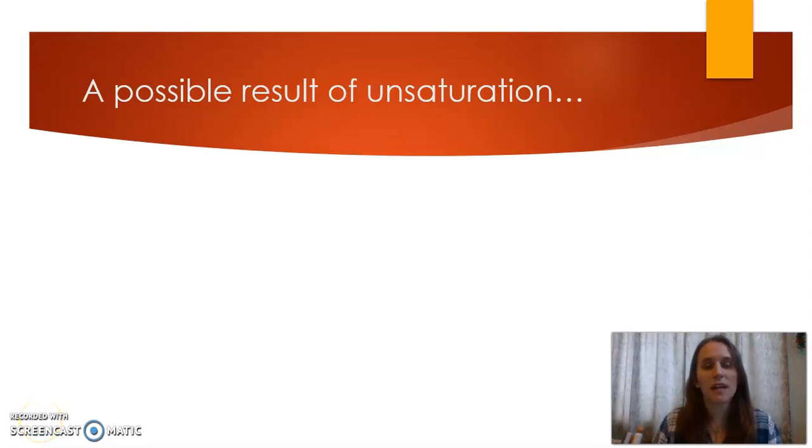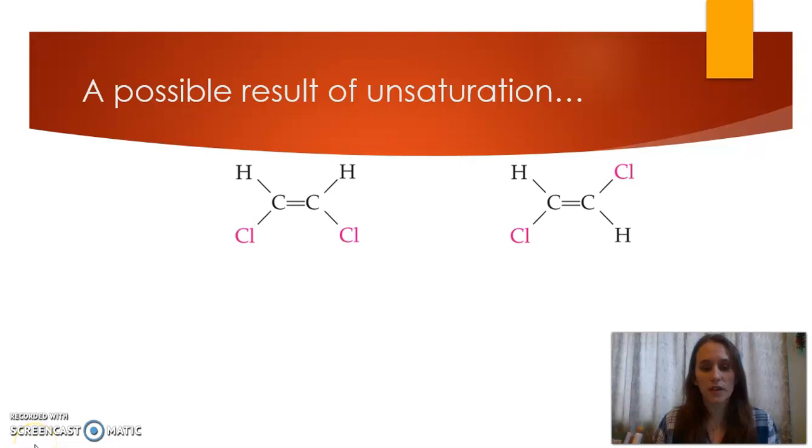All right, so we've been talking about our unsaturated hydrocarbons like our alkenes, and today I want to talk about a possible result of unsaturation. So let's look at two different Lewis structures. And our question is, are these structural isomers? Are they the same compound, or are they something else?